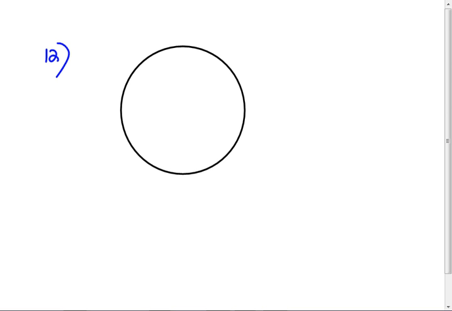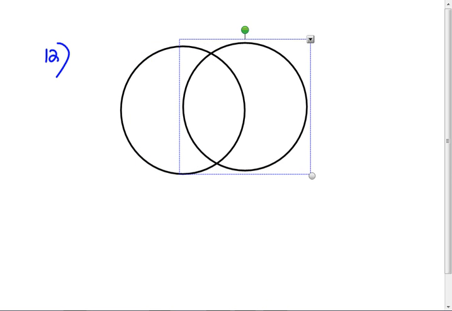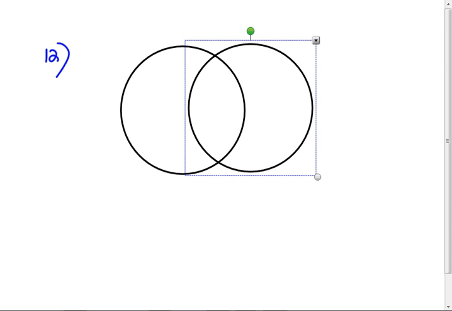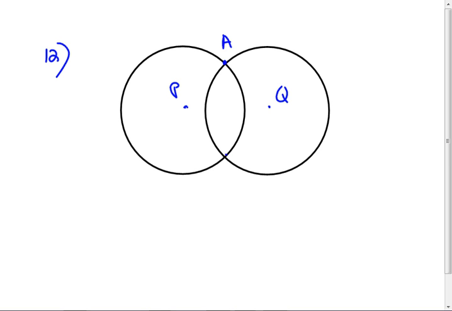Number 12 says draw 2 circles that are congruent. Okay, guys, this is number 12. And then it says the center is at P. I'm going to slide that over a little bit. And this says centers at Q. Now, if they're congruent circles, what's true about their radii? They're the same. Then it says label where they intersect A, and we'll label that B.